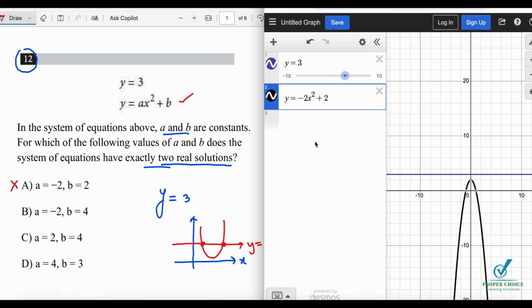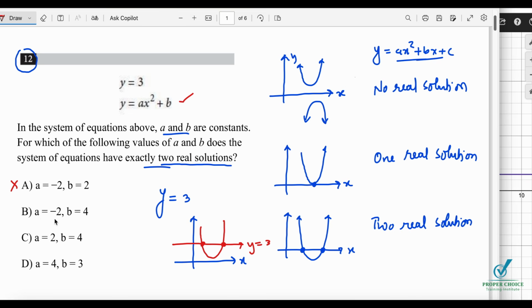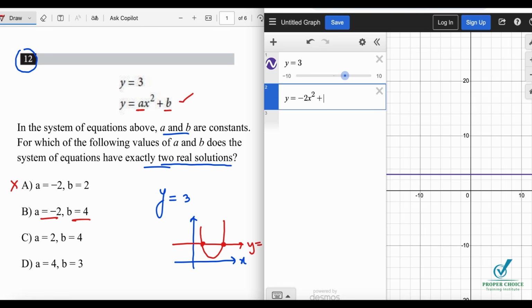You simply need to modify the equations rather than writing again and again. In the second option, A is negative 2 and B is 4. Only change the value of B. So A, we are considering it as negative 2 and B as 4, and I'm substituting these values. A is negative 2x square plus 4. When you make it, what happens?